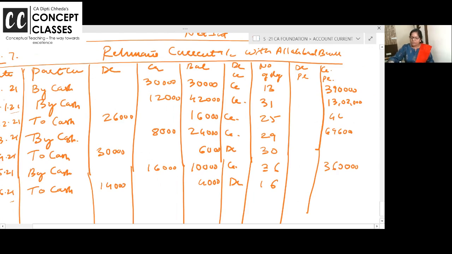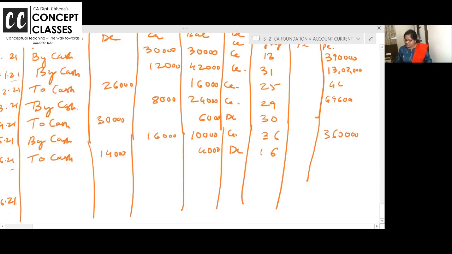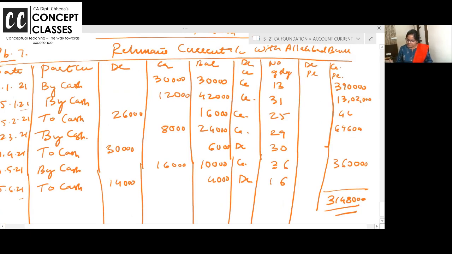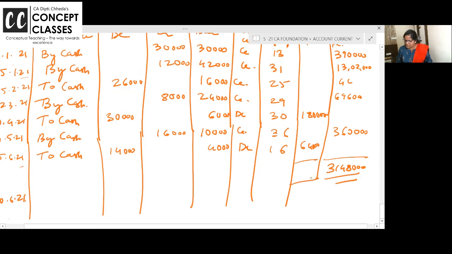I'm doing the total of the product. 13 lakh 2,000 plus 4 lakh plus 6 lakh 96,000 plus 3 lakh 60,000, 31 lakh 48,000 credit side. Up debit side 1,80,000 and 16 fours are 64,000. तो ये दो डेबिट हैं.